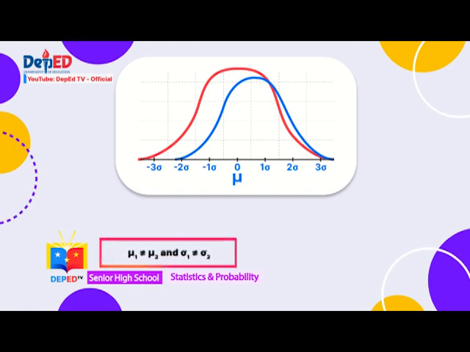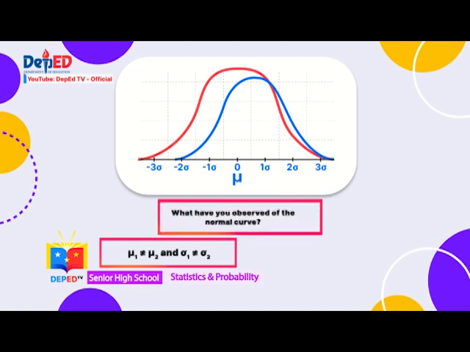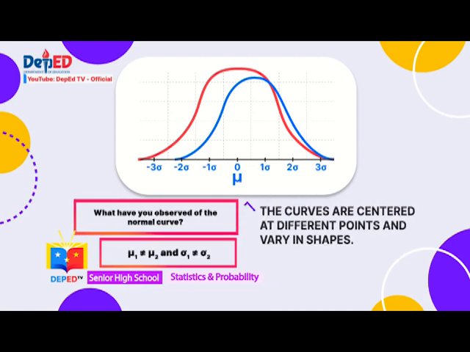When the means are different and the standard deviations are also different, what have you observed of the normal curve? The curves are centered at different points and vary in shapes. If that is your answer, then you got it right.